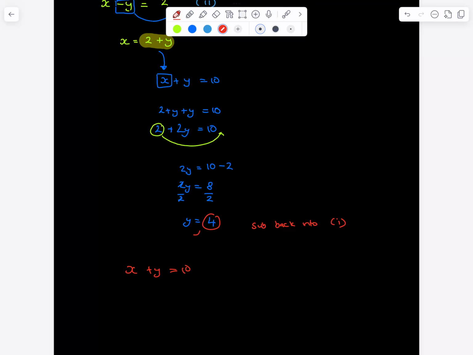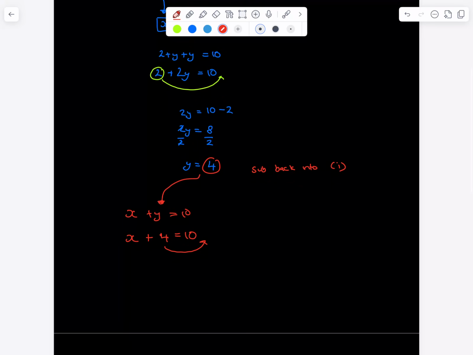And we know y is 4. So it's nice and easy. So instead of y, we're going to say x plus 4 equals 10. And you could probably do this in your head, or you're moving the 4 across to the other side. So that means that x would be 10 take 4, which is 6. So my x value is 6.